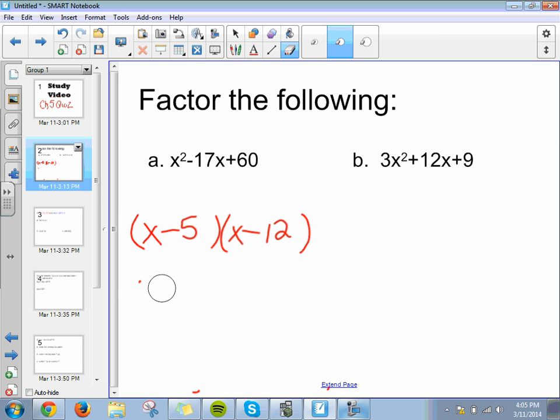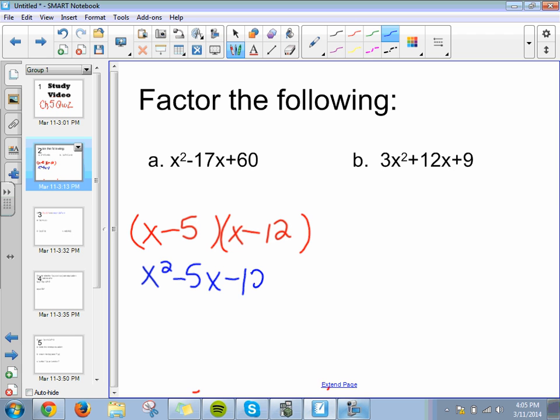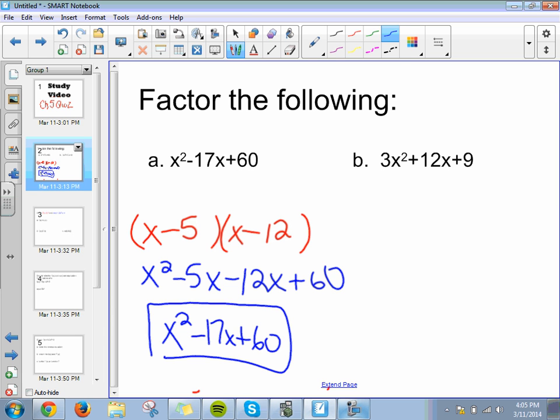If you're ever unsure, you can always check your work. So we can take and FOIL this out, multiply it. So we'll have x squared minus 5x minus 12x plus 60. And when we combine, we'll get x squared minus 17x plus 60. It's a good way to check our answer.